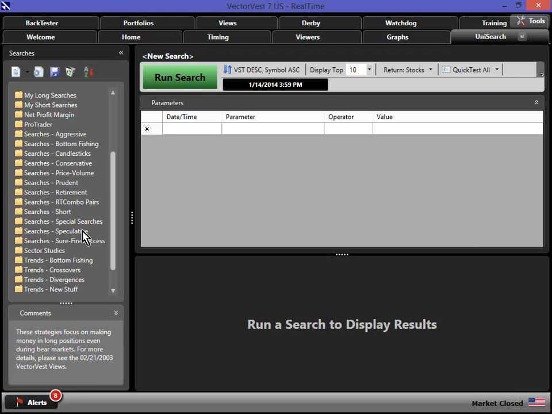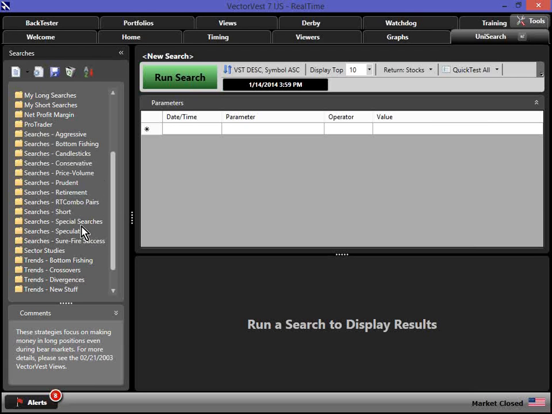Now, I know we've got a bunch of other folders. We have bottom fishing. We have retirement. If you're conservative, that's an okay folder to go into. We've got the shorting folder. But let's just keep things simple. We've got a bunch of searches already pre-built in those existing folders. Start off there.